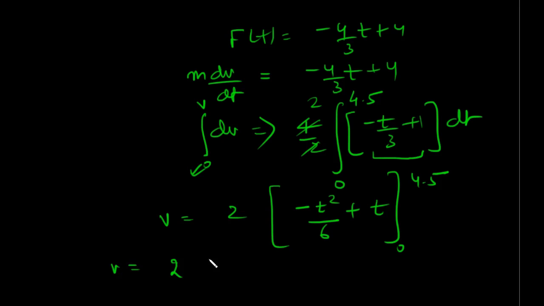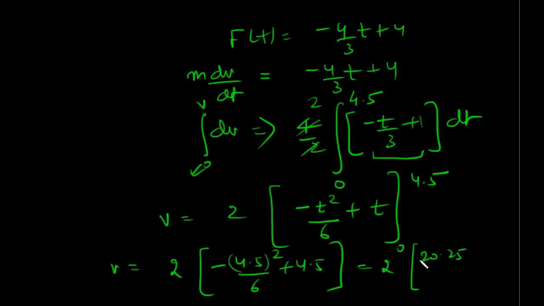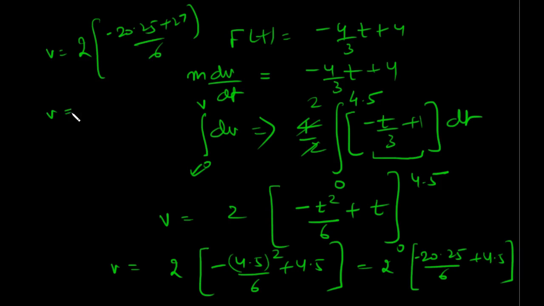So we have v equal to twice of minus 4.5 whole square by 6 plus 4.5. This would be equal to, 4.5 whole square is 20.25, minus by 6 plus 4.5, and this gets multiplied. I am solving over here. Twice of minus 20.25 plus 27 by 6. v is twice of, this would be 6.75, 27 minus 20.25 would be 6.75 by 6. This gets cancelled, so v equal to 6.75 by 3.